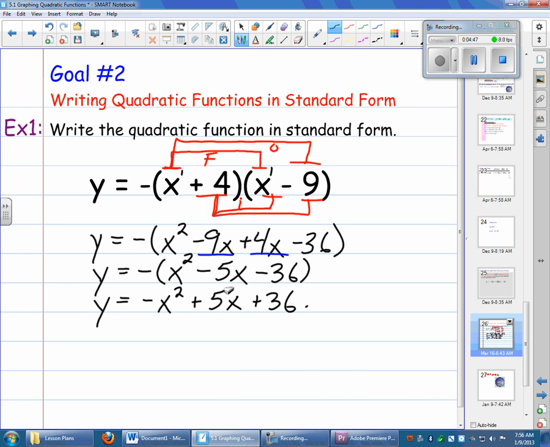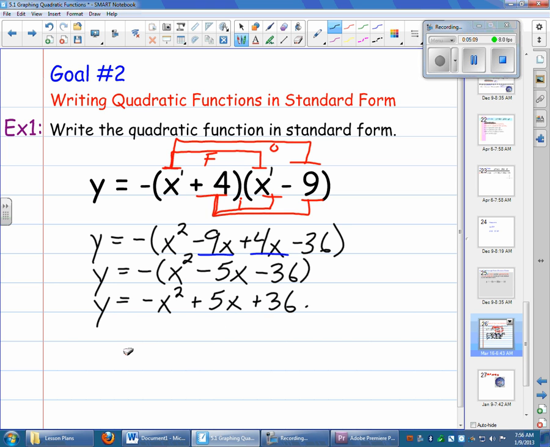Notice the powers are written in descending order: highest power, next highest power, lowest power. We want to make sure that's consistent throughout when you're changing forms here. We also have y equals. We are still working with equations. We started with an equation, so you better end with an equation.